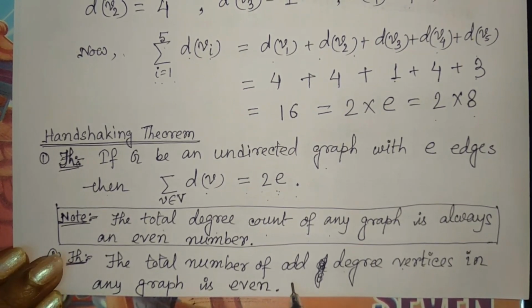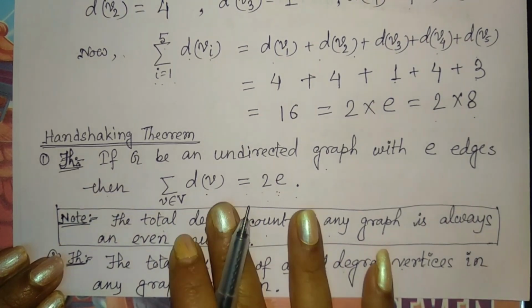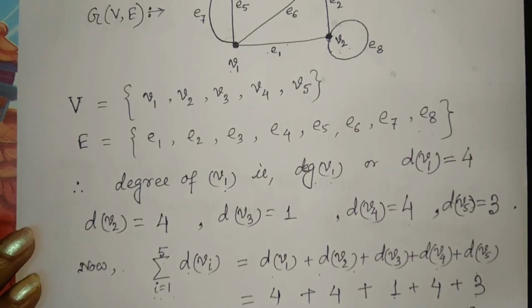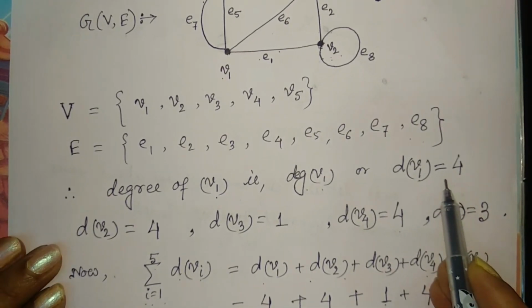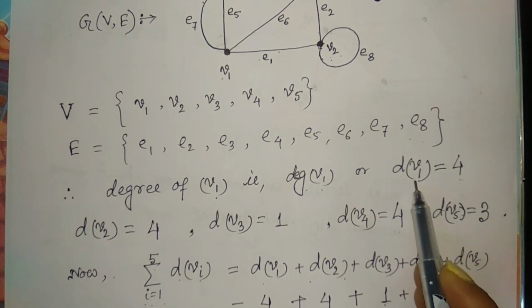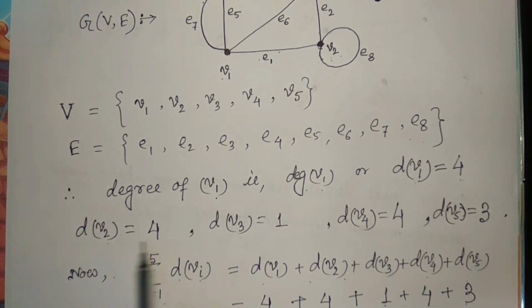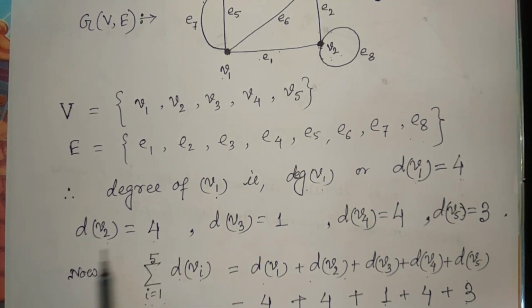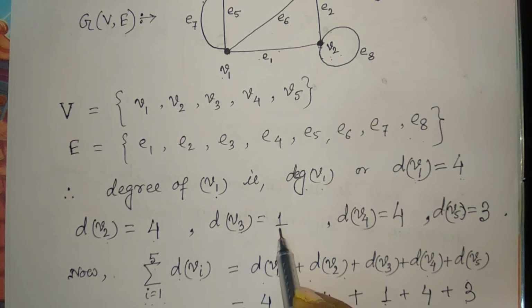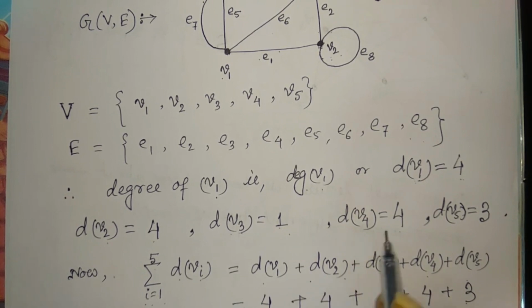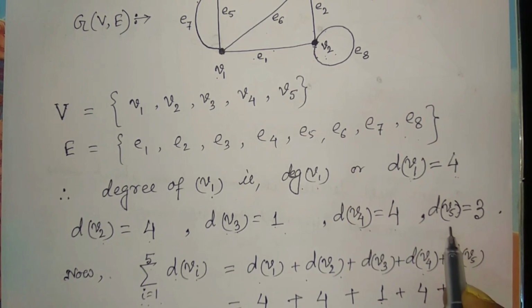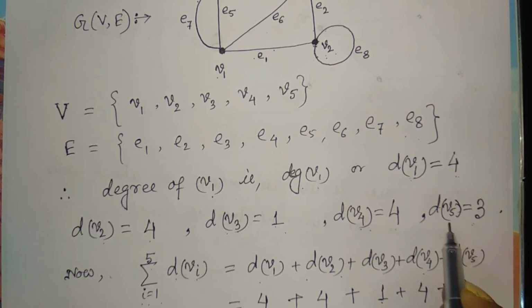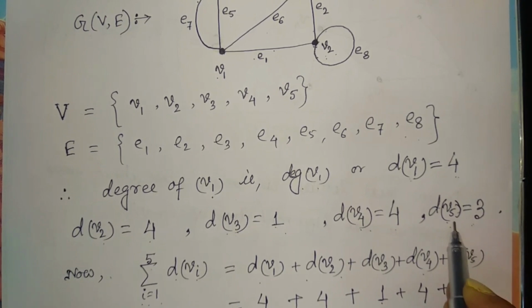So here we find one more term, that is the odd degree vertex. What do we mean by the odd degree vertex? Here look, in this given graph, the degree for vertex V1 is 4. This is an even number, so we can say V1 is an even degree vertex. For V2, the degree is 4, so V2 is also an even degree vertex. V3, its degree is 1, which is an odd number, so V3 is an odd degree vertex. For the vertex V4, the degree is even, so it is an even degree vertex. And V5, 3, is an odd number, so V5 also is an odd degree vertex.